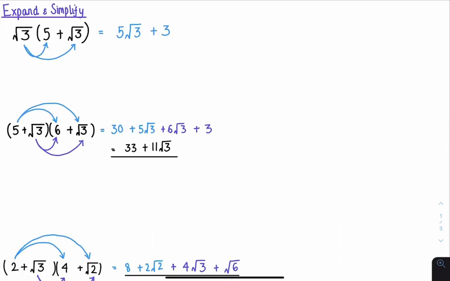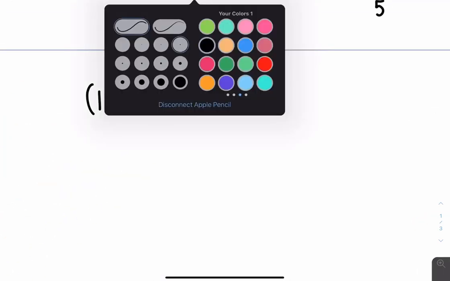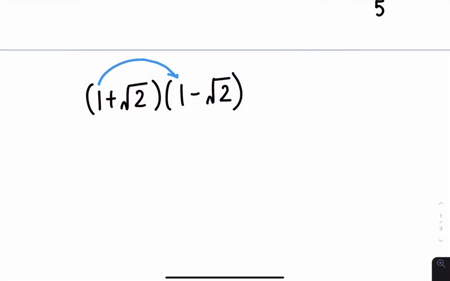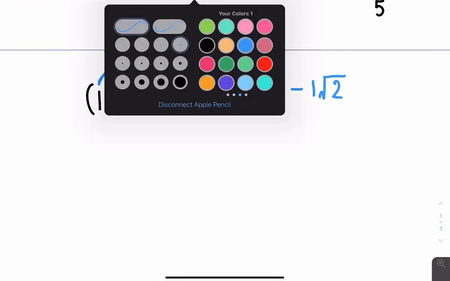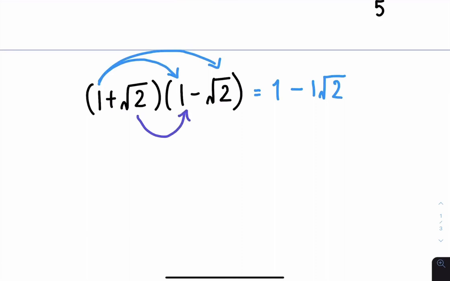Let me just add another example here. Let's say we had 1 plus root 2 multiplied by 1 minus root 2. So let's simplify this like before. You take this term and multiply it by each of these. So 1 multiplied by 1 gives you 1. 1 multiplied by minus root 2 will give you minus 1 root 2, or just root 2. And then we do root 2 multiplied by 1, which is again plus 1 root 2. And then root 2 multiplied by minus root 2.